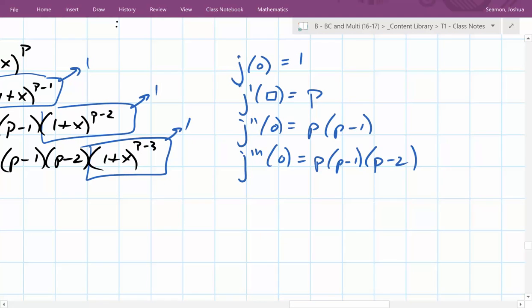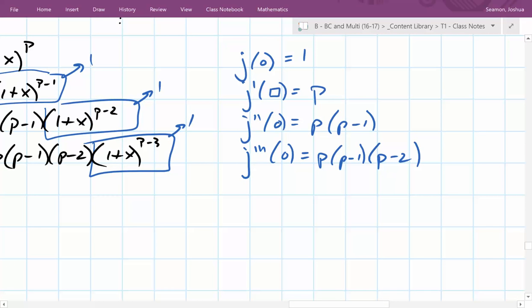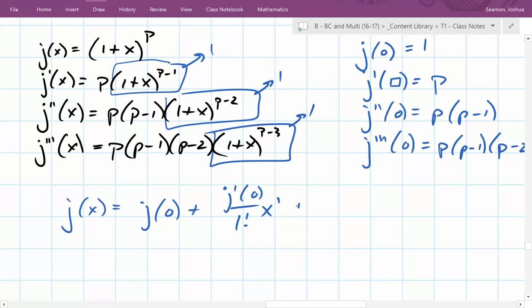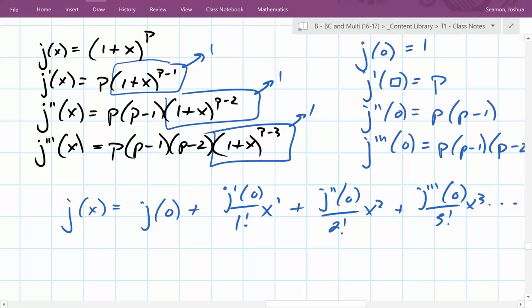Yeah. What was that general form of a Taylor polynomial centered around 0? So we know j of x can be written as j of 0 plus j prime of 0 over 1 factorial x to the first plus j double prime of 0 over 2 factorial x squared plus, does this get repetitive? Uh-huh. And so forth. Are you okay with that? Do we have those values now? We have a bunch of them.